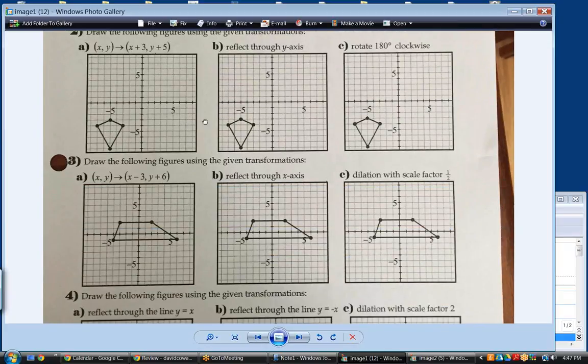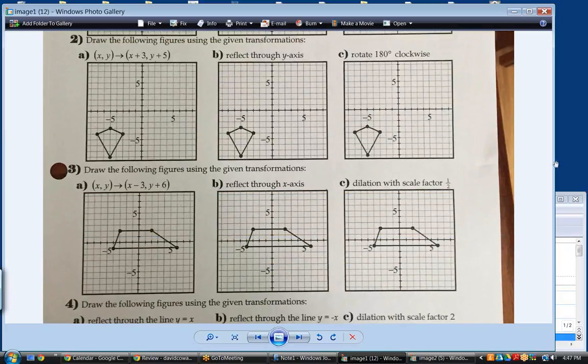Okay, how about number 2b? Let's take that same point, -5, -3, reflected over the y-axis.